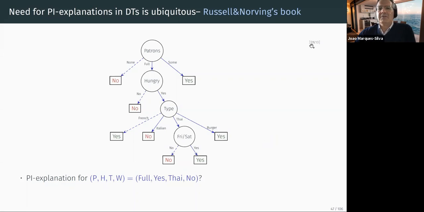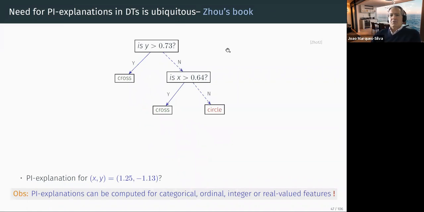Okay, so if you don't like Russell and Norvig's book, that's fine. We have more examples for you. So this is Zhu's book on ensemble methods, and a very simple example. And let's consider a PI explanation for this case, which I hope it's correct. So is y greater than 0.3? No, so we are here.